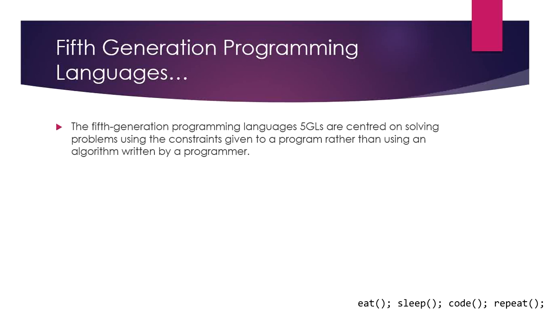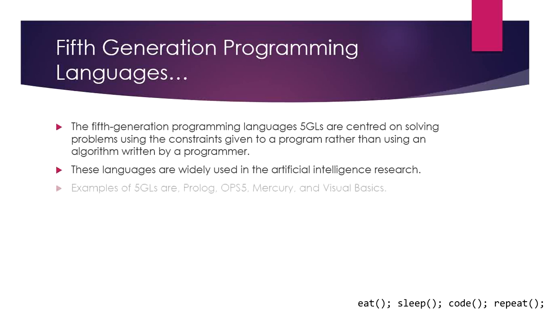Now, talking about the fifth generation programming languages, 5GLs are centered on solving problems using the constraints given to a program rather than using an algorithm written by a programmer. It's very important because fifth generation is related to AI. These languages are widely used in artificial intelligence. We are not going to worry about what the algorithm is, but we need to understand what constraints are, on what range we are going to do this program. Examples of 5GLs are Prolog, OPS5, Mercury and Visual Basic, as I told you.